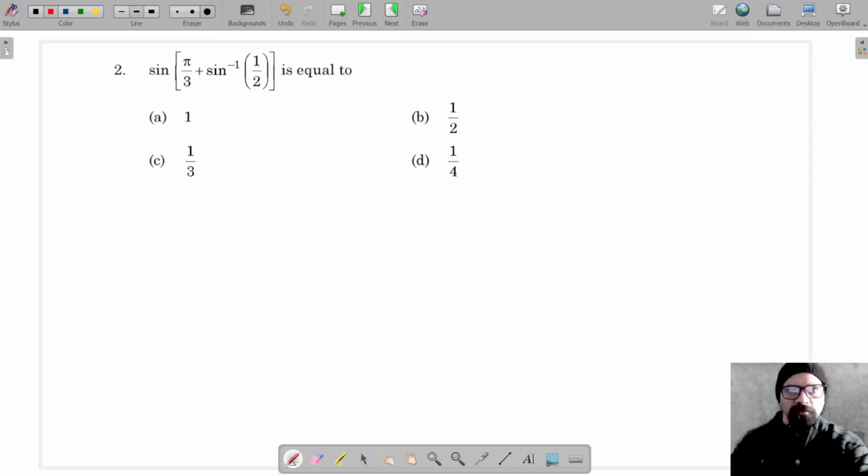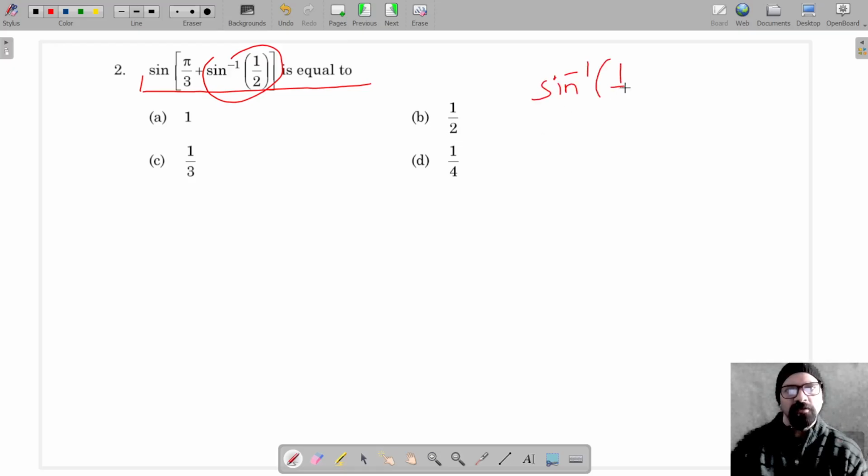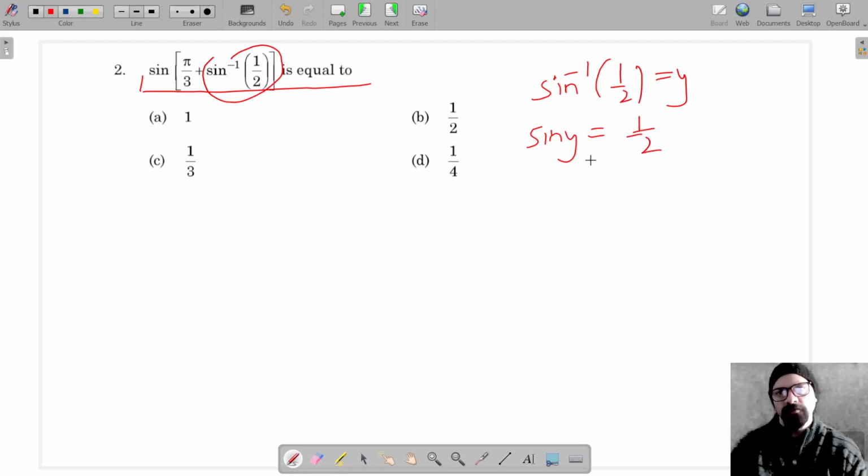For the next question, that is question number 2, we have to evaluate sine of pi by 3 plus sine inverse half. Let's find out sine inverse half first. Let's say sine inverse of half is equal to y, which gives me sine y is equal to half. Now the angle for which the value of sine is half is 30, that is pi by 6.